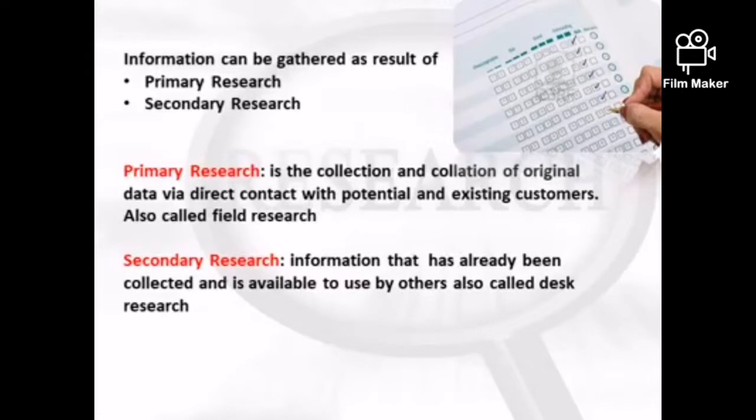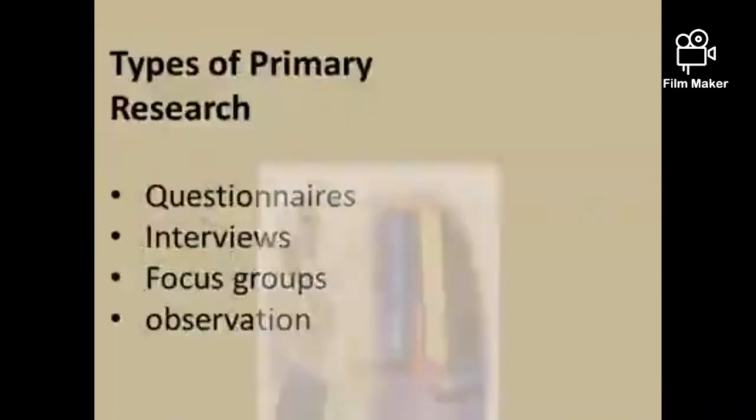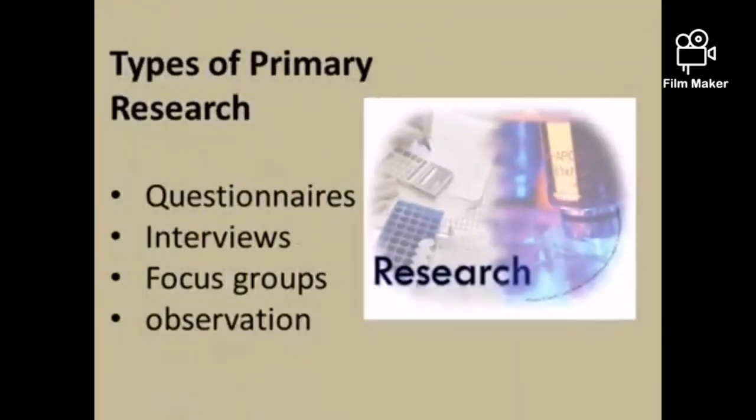Now in this video, we will discuss primary research in detail. We will talk about all the methods that are used for primary research, their advantages and disadvantages. So what are the types of primary research? There are four main types of primary research. These days, people are going for many other types also, but the four common types we are going to discuss are questionnaires, interviews, focus groups, and observations. We will do each of these methods individually with their advantages and disadvantages.